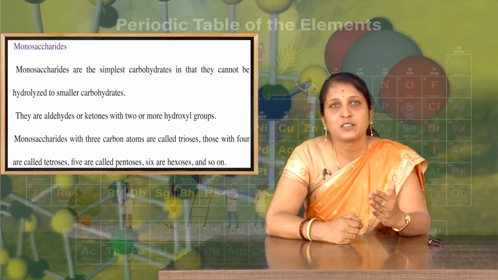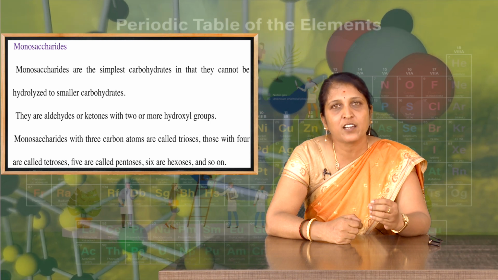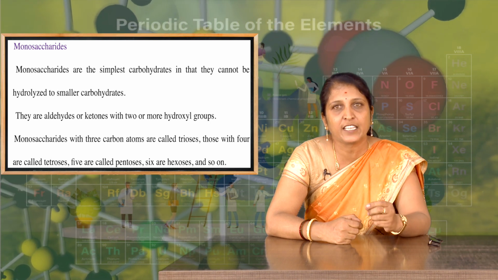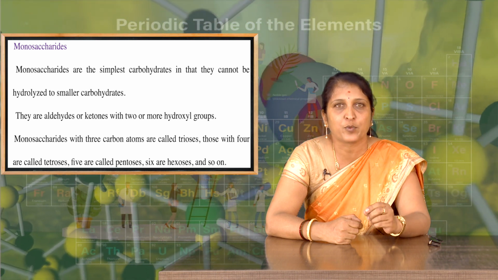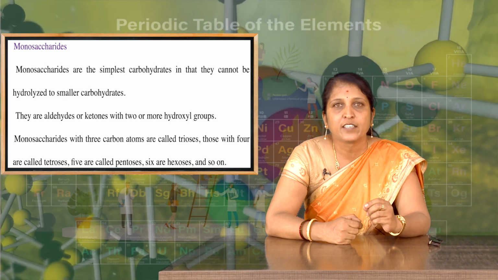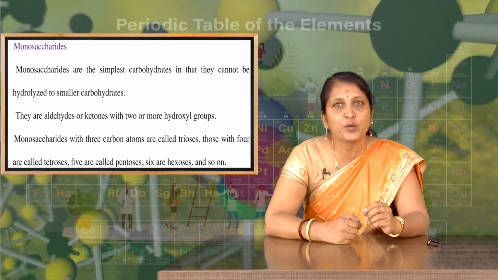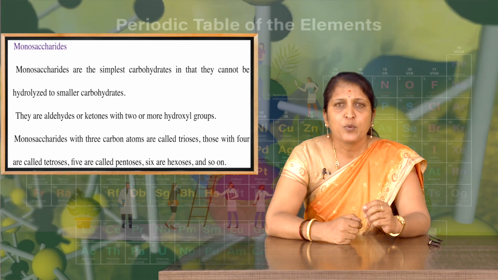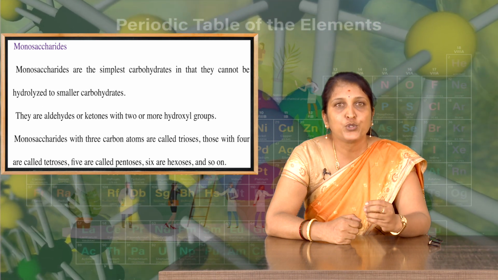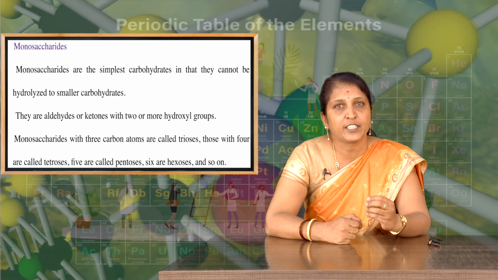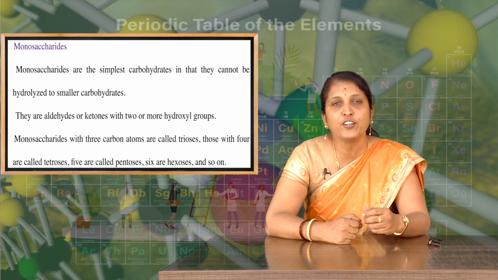First one is the monosaccharide. Monosaccharides are the simplest carbohydrates in that they cannot be hydrolyzed to smaller carbohydrates. They are aldehydes or ketones with 2 or more hydroxyl groups. Monosaccharides with 3 carbon atoms are called a triose. Those with 4 are called a tetrose, 5 are called a pentose, 6 are called a hexose and so on.